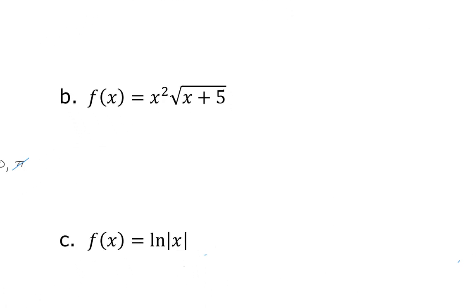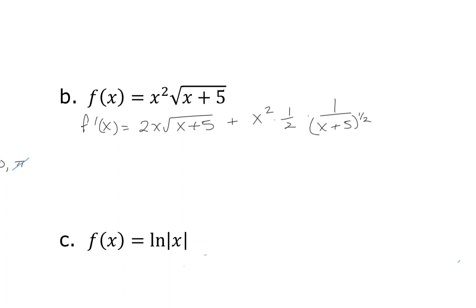Let's look at my next function that we're going to do the derivative. So f prime of x, this is going to be 2x, the square root of x plus 5, plus x squared multiplied by 1/2, multiplied by 1 over x plus 5 raised to the 1/2. Now I'm going to set this thing equal to 0, and I'm going to solve.